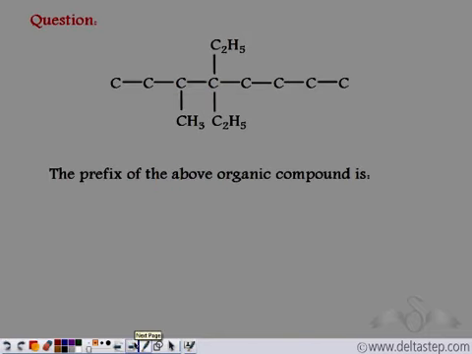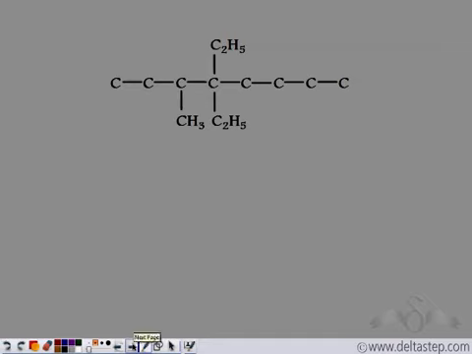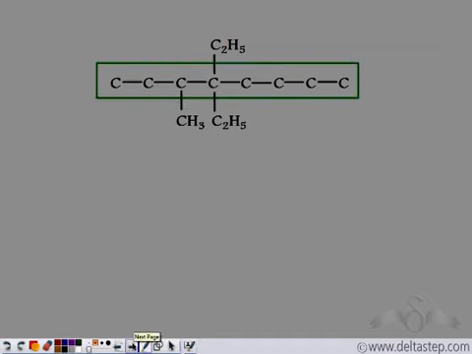Let's take a question here. This is an organic compound. We have to find the prefix for this organic compound. So let's write this. Let's find the longest carbon chain now. So this is the longest carbon chain. If we start the numbering from the left hand side, we get 1, 2, 3. The first substituent is present at position 3. If we start from right, we'll get 1, 2, 3, 4, 5. So to give the lowest number to the substituents, we start the numbering from the left hand side. So this is how we number it.